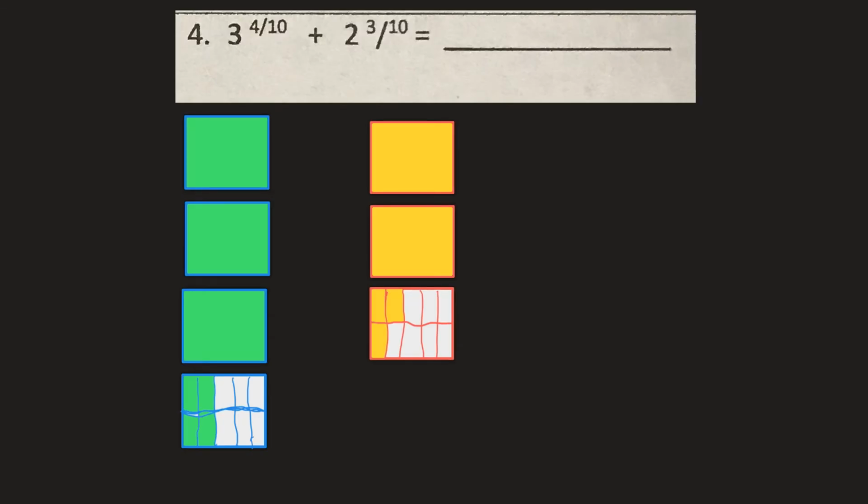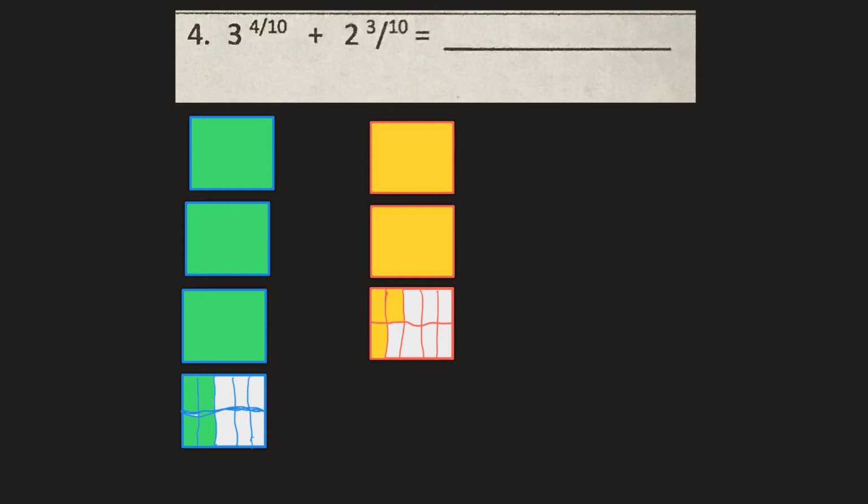Okay, I went ahead and drew this one. So we're going to be adding 3 4/10 and 2 3/10. So I drew 3 whole rectangles, and then the fourth rectangle is broken into 10 pieces with 4 shaded, so it shows 4/10. And then I drew 2 yellow rectangles. They're whole, one whole, and then another whole broken into 10 pieces with 3 shaded, so 3/10.